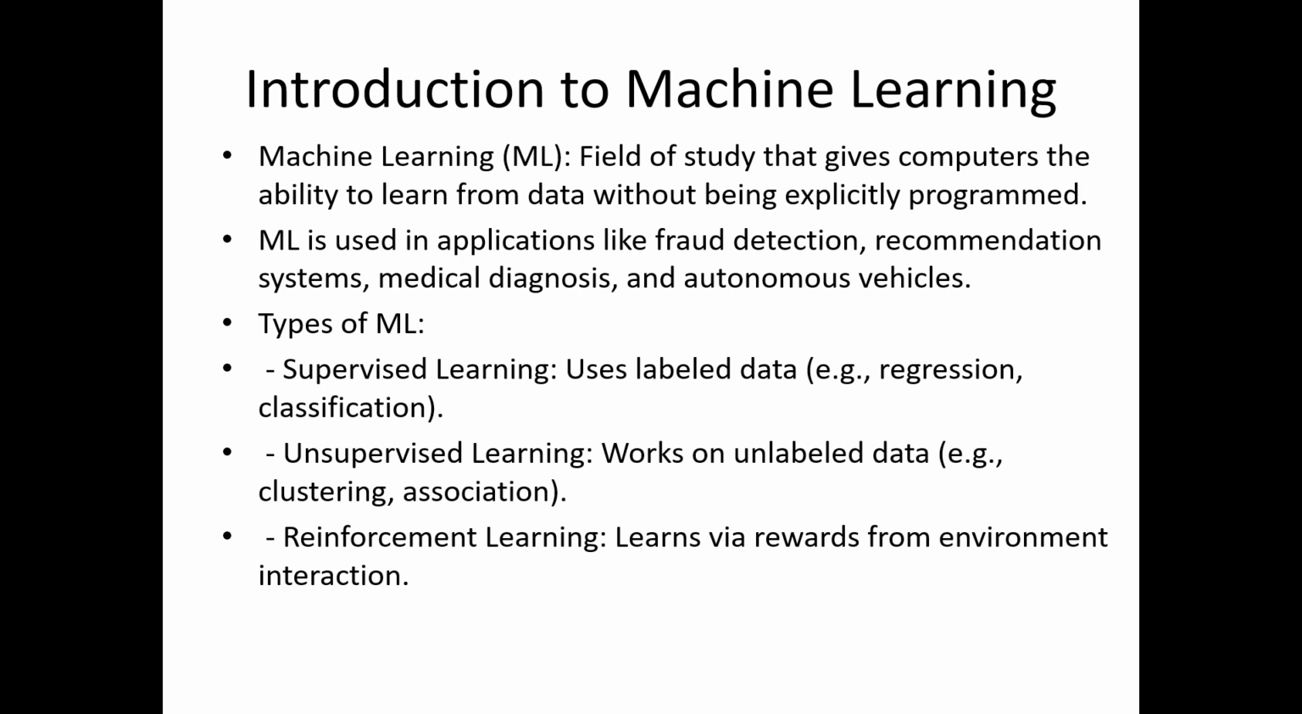In ML, we have types of ML like supervised learning, unsupervised learning, and reinforcement learning. If you are going to use labeled data, like regression or classification, it comes under the category of supervised learning. If you are going to work on unlabeled data, for instance, clustering or association, it comes under unsupervised learning. If you are going to work in a real-time environment through reward or fine, this belongs to reinforcement learning.